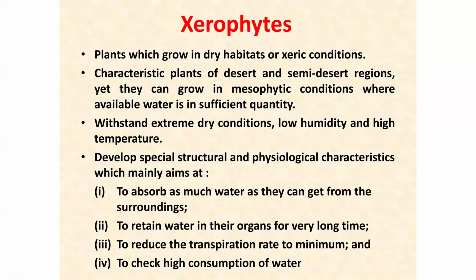Here the water availability is less. In those conditions, how are the plants modified? What modifications occur morphologically and anatomically? We will discuss this. Plants which grow in dry habitats are called xerophytic plants, and these are the characteristics of the plants of deserts and semi-desert regions.